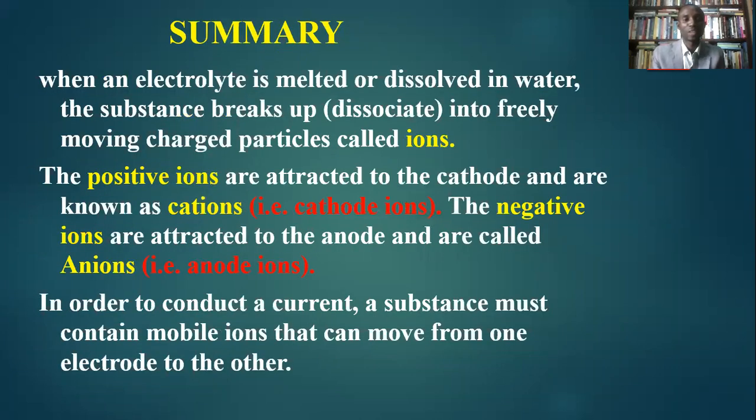All right, so far we have talked about electrolytes. We said that when an electrolyte is melted or dissolved in water, such substance will break into free-moving particles called ions. The positive ions are what we call cations, which move to the cathode, and the negative ions are what we call anions because they move to the anode. We still emphasize that in order to conduct electric current, such substance must break into movable ions. That means electrolytes conduct electricity when the ions are free to move. That is what we have been able to do in our class today.